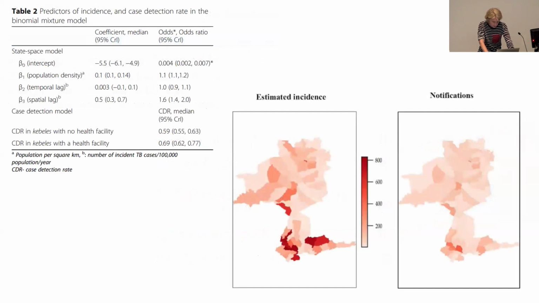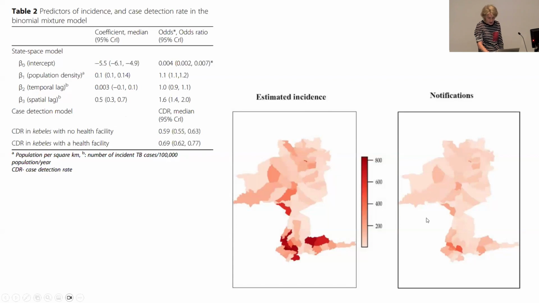what this study found, which was kind of interesting, was that case detection, so it estimated all of these things simultaneously, even though you couldn't see the incident cases. There were factors associated with the incident cases. What we could see, the actual observations, were notified cases, and there were factors associated with notified cases. And what played out was that case detection rate in kabeles with no health facility was substantially lower than case detection rate in kabeles with health facilities. And that's not surprising, of course. And that changed somewhat the interpretation of the other factors, such as population density, spatial correlation, and temporal lag, which were all already there, but they needed to be there in the context of these other factors.